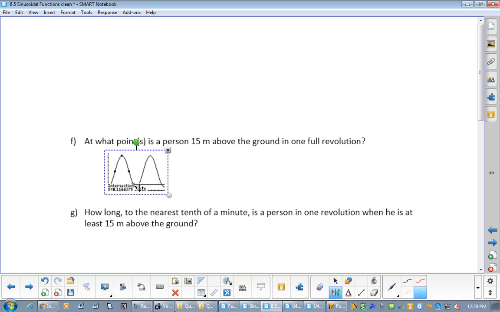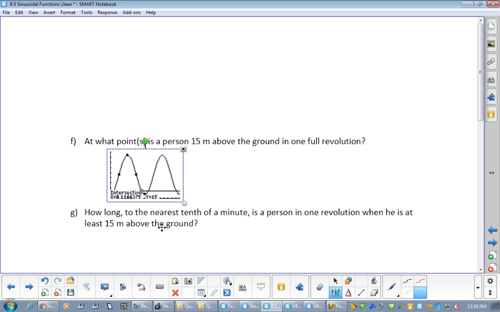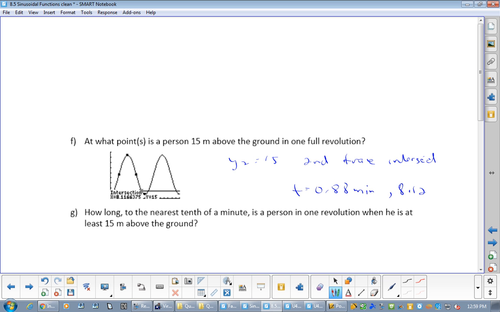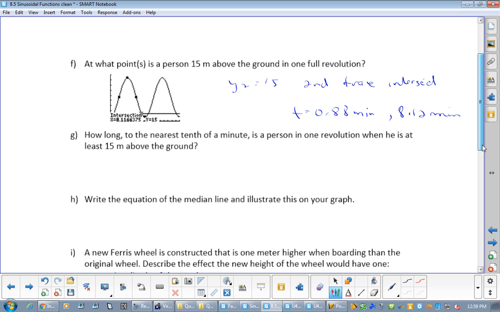So there's a showing of how I got the first one. We did y2 equals 15, and we did second trace, intersect. And we got t to equal 0.88 minutes and 8.12 minutes. Now remember, that's not in seconds. That's not 12 seconds.